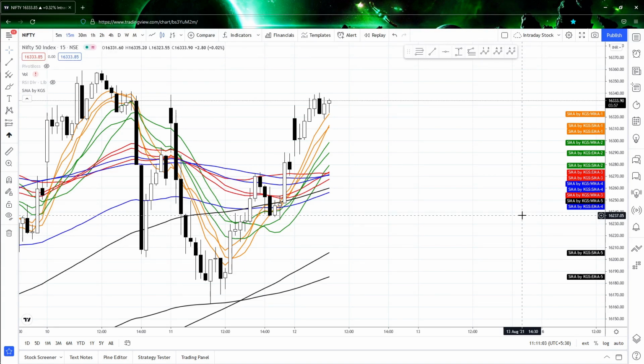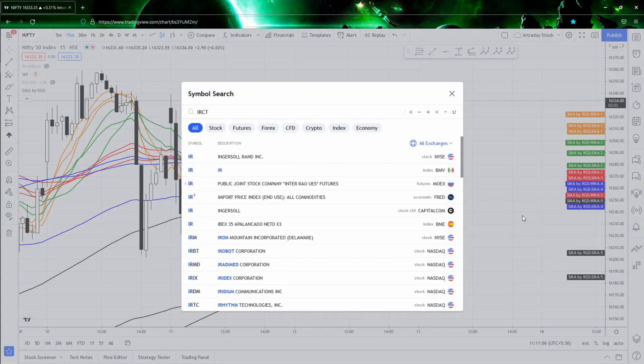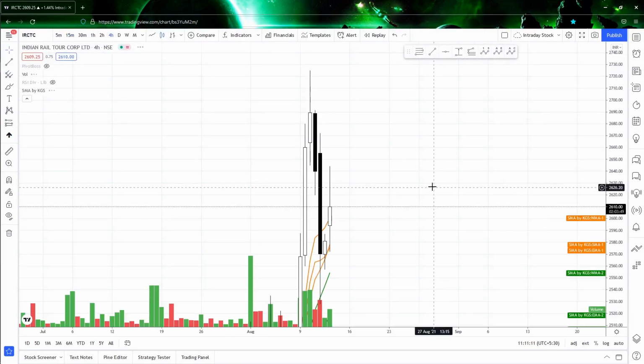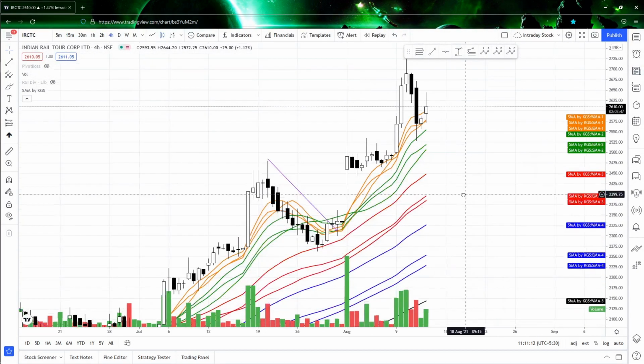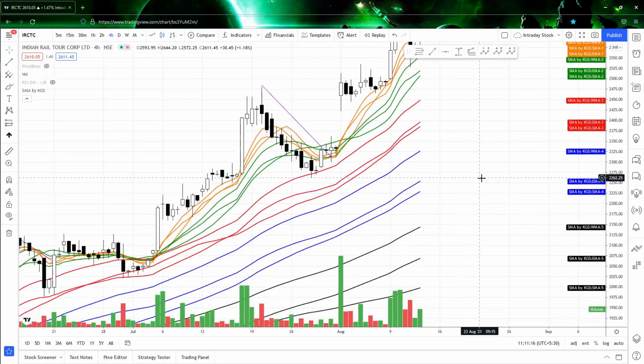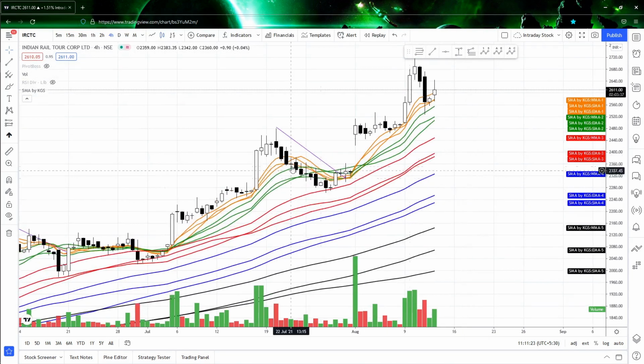Okay, so first of all, let me go to the stock which I have discussed over there, that is IRCTC. I prefer the daily time frame to analyse that, and obviously you guys should know this is a swing strategy sort of whenever you are using a moving average. Now coming back to the indicator, this is a moving average indicator.